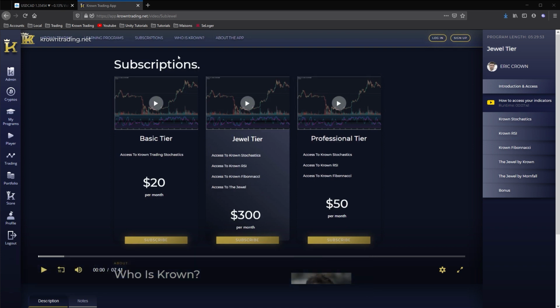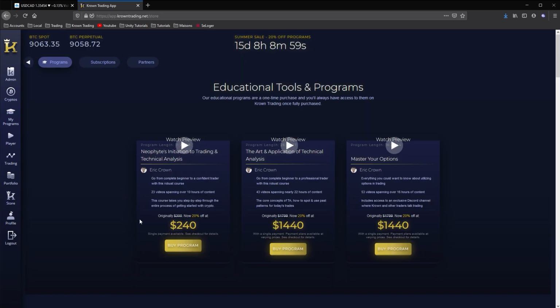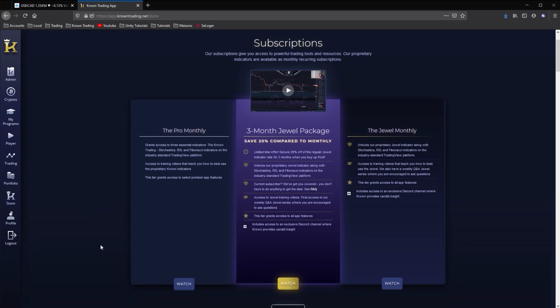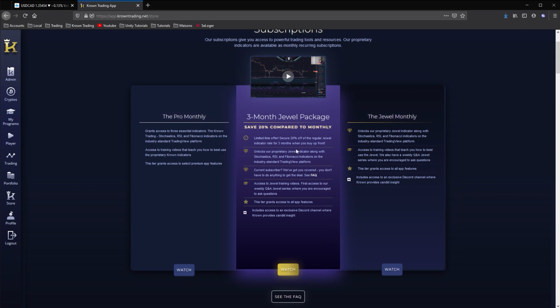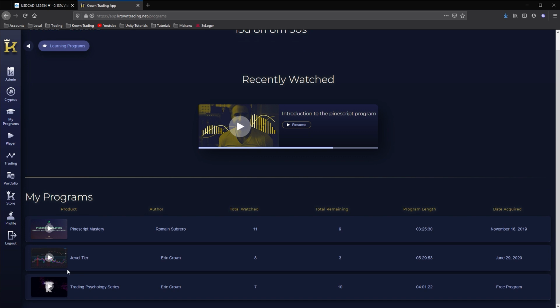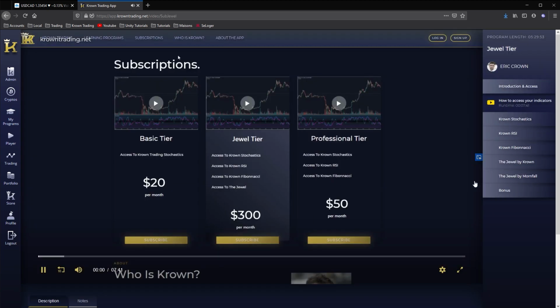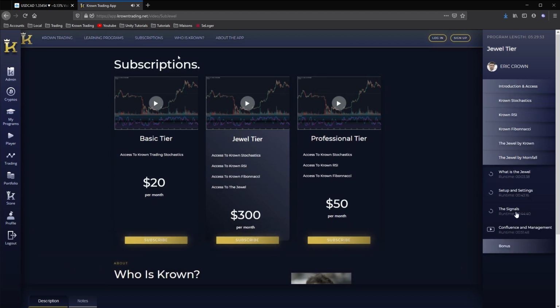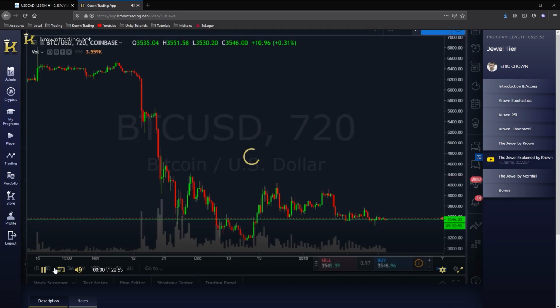Yes, absolutely. Once you get your Dual subscription from the store, whether you get the 3 months Dual package or the monthly subscription, you go to My Programs, you go to the Dual tier, and you will get access to all the videos in there that tell you all about not only the Dual, but also the other indicators that come with it. So the stochastics, the RSI, the Fibonacci, right? And so you have the explanation for the Dual from Cron himself.